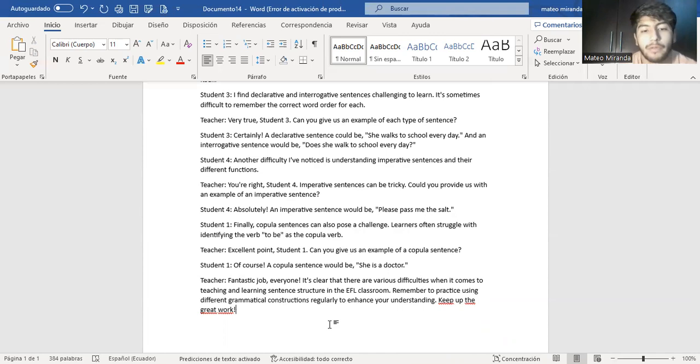Teacher: Fantastic job, everyone. It's clear that there are various difficulties when it comes to teaching and learning sentence structure in the EFL classroom. Remember to practice using different grammatical constructions regularly to enhance your understanding. Keep up the great work.